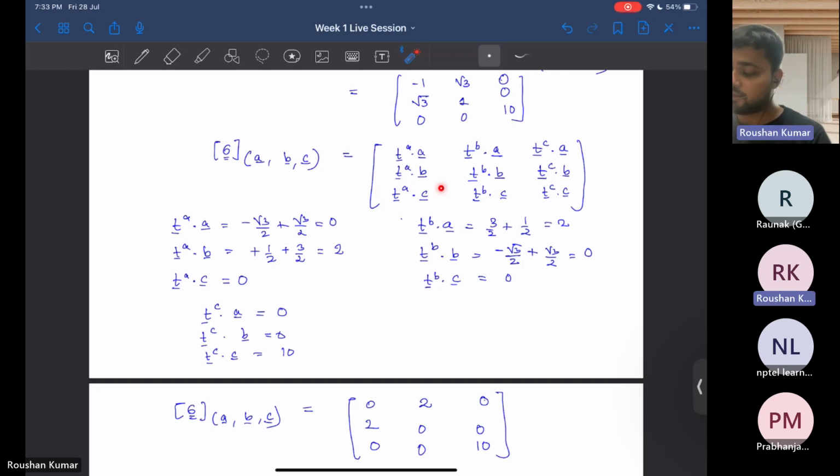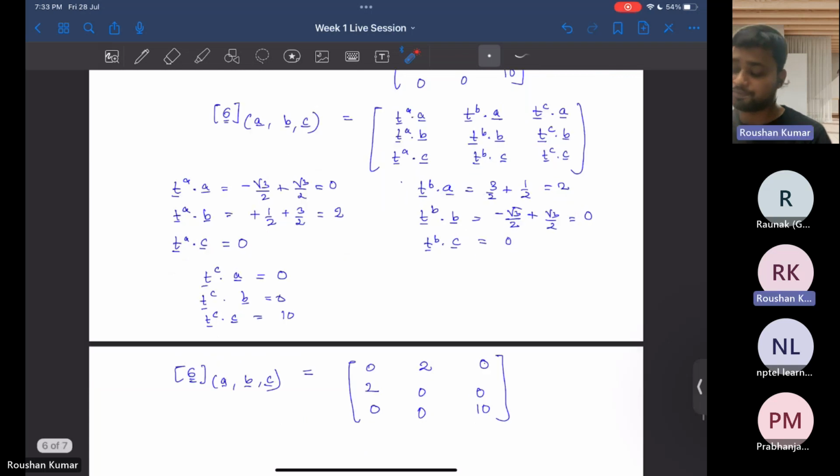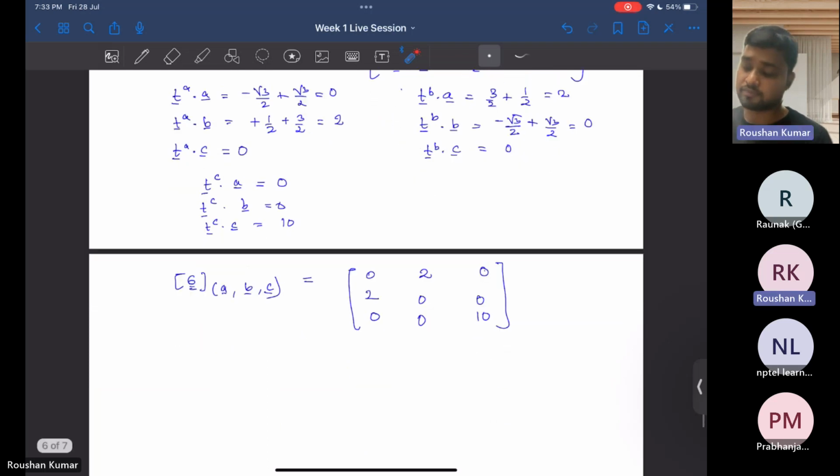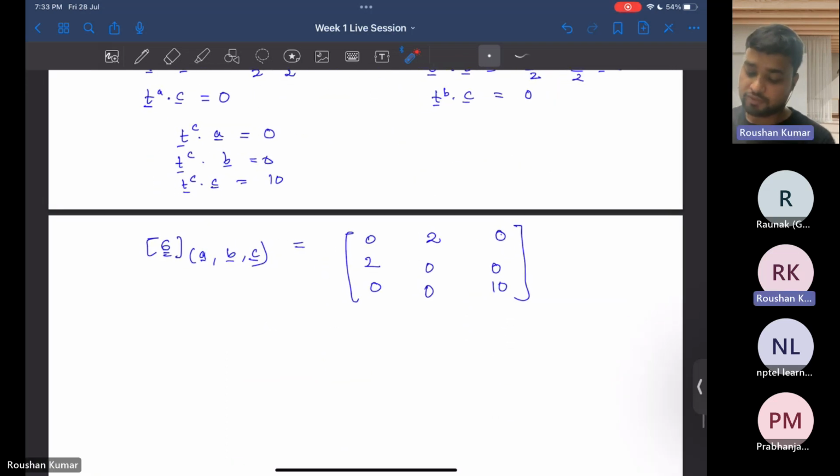So it can be written this way: TA dot A, TA dot B and TA dot C. Similarly, the second column represents traction on the B plane and the third column represents traction on the C plane. So in this way we can find the stress matrix in different coordinate systems. The next question is question number 10, which is the second last question of this session.